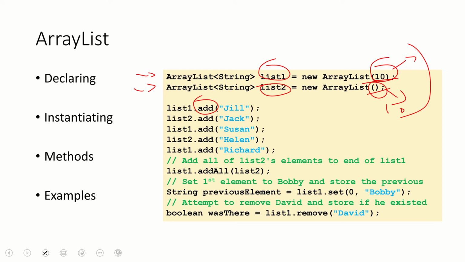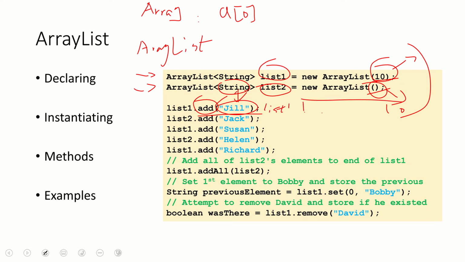Okay, so if you compare with array and the ArrayList: for the array, if you want to add one more, you have to, for example, have array A, and you have to use index 0 if you start with 0, right? For this one, we just add the specific item, consistent with the data type we create. So this is list1. The first one is Jail.